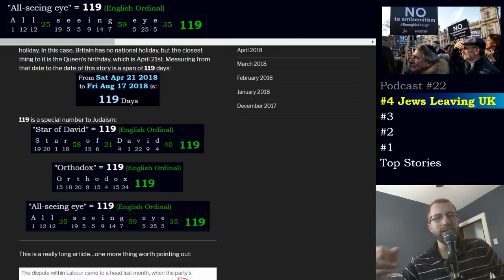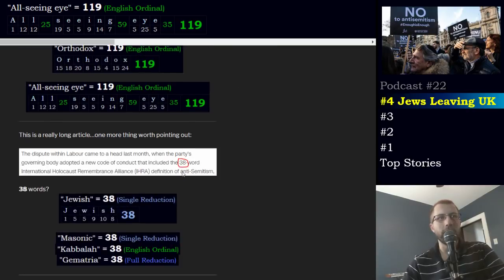And there's a very Saturnian element to Judaism as well. You might know that the god El is the ancient Semitic deity that actually represents Saturn. And Saturn's nicknamed the all-seeing eye due to its rings, in the sky when you look at it. Kind of looks like an eyeball in the sky. All-seeing eye sums to 119 as well.